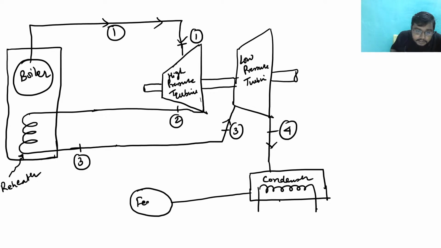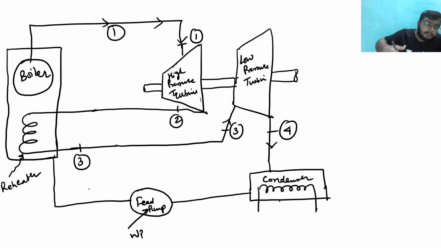a feed pump is connected, and this feed pump is given work power. So pump work is given to it, and this pump work will pump the water to the boiler state, right? So this is 3, this is going to be 4, this state is going to 5, and this state would be 6.